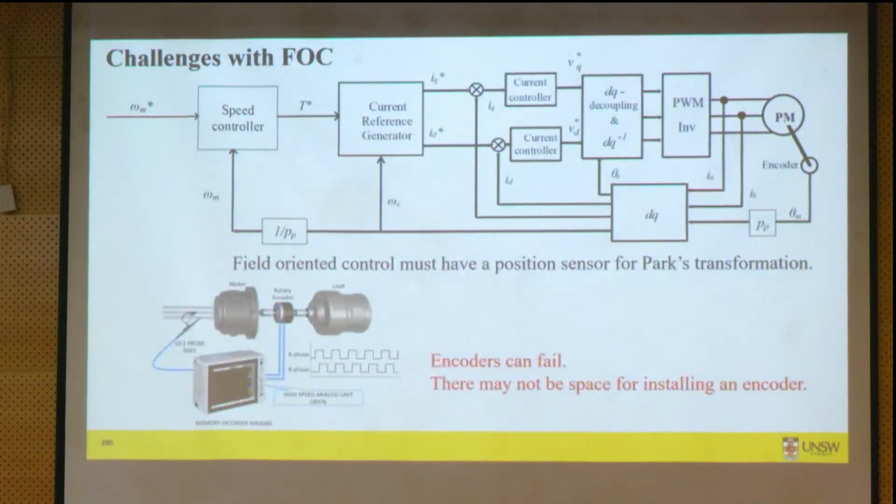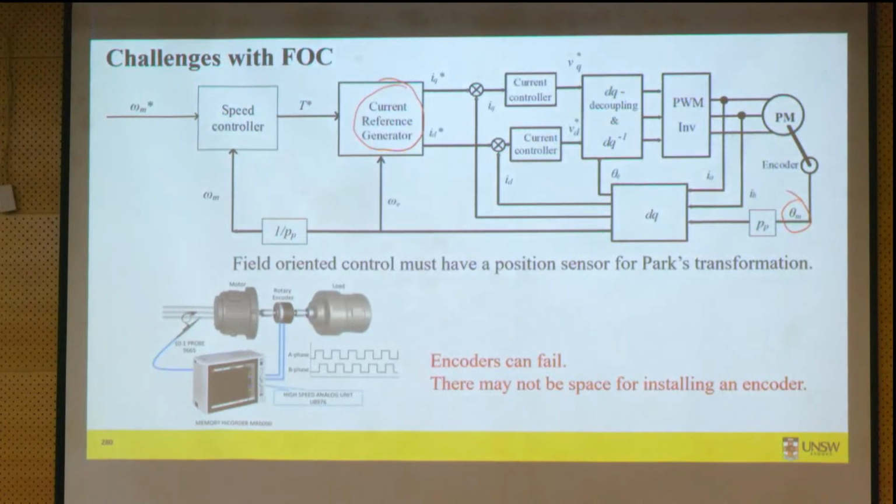Now the main challenge for FOC is of course the reference current generation using MTPA or flux weakening type algorithms, but that's a mathematical challenge. You can do it. But the other challenge is you must have the information of theta because we need to do this transformation, DQ to ABC or DQ inverse. So if the encoder fails, your controller fails. So the encoder is like your weakest link here.